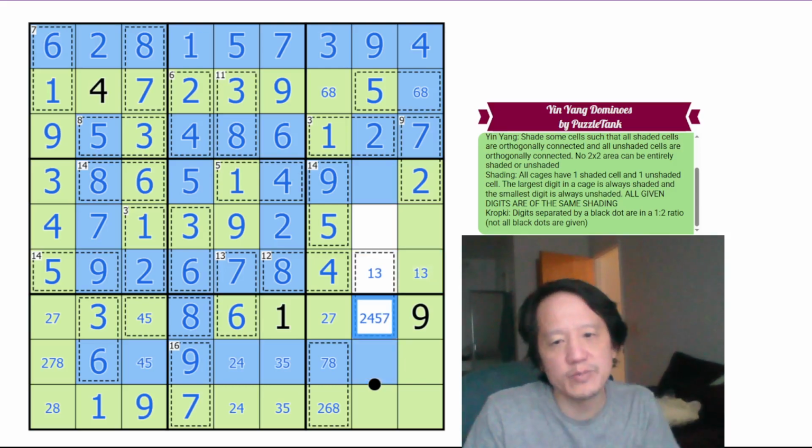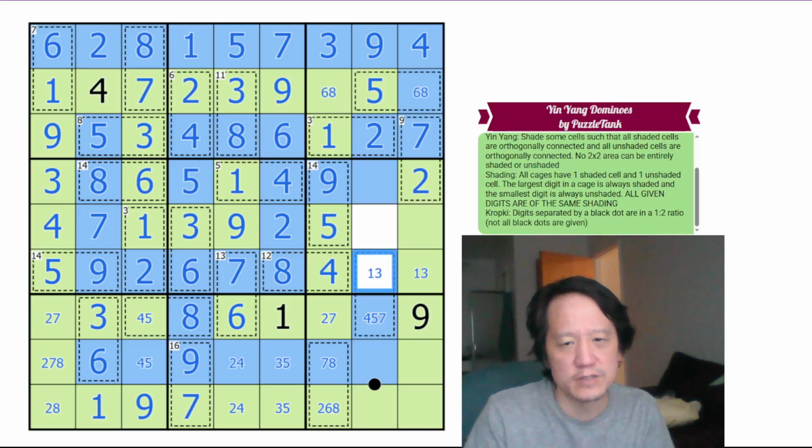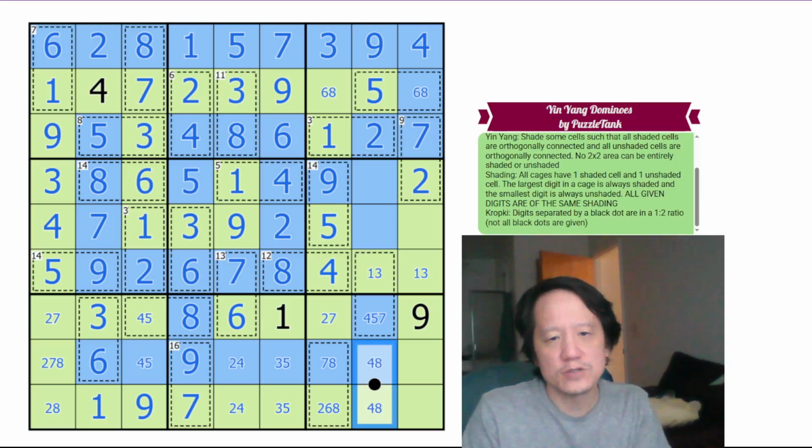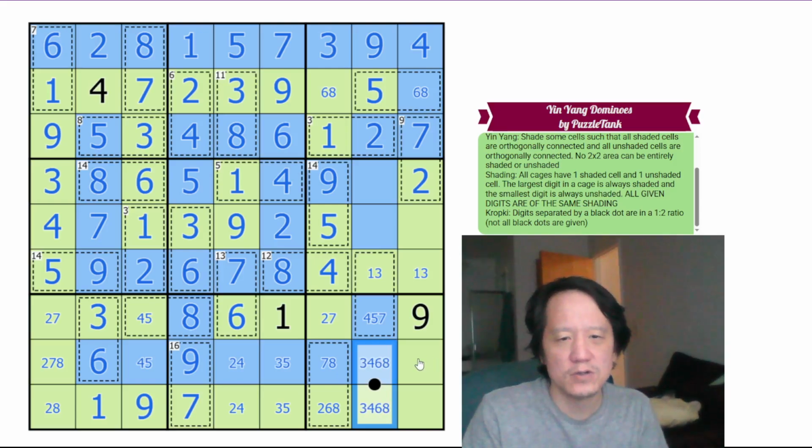Okay, this cannot be 2. So therefore, this is always greater than this one. 4 is always going to be greater than 1 or 3. So this is shaded. That makes this unshaded. This is a 2x2 area, which is all green, so this must be blue. And we fill the rest with, well, okay, so this is a 1-to-2 ratio. It's either 4-8 or 3-6 here.